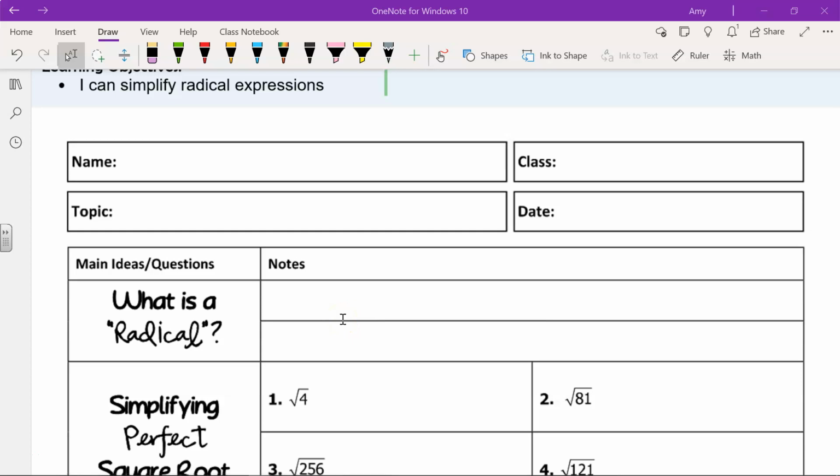Hi everybody. In this video, we're going to be talking about how to simplify square root expressions, or how to simplify radical expressions. Before we start simplifying, we do have to agree on what the definition of a radical is. For this class, we will be referring to a radical as just another name for a square root.